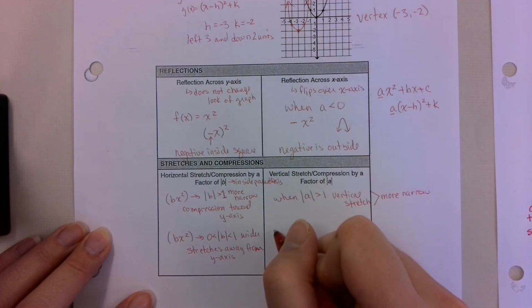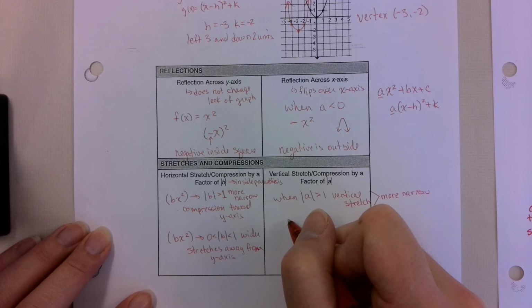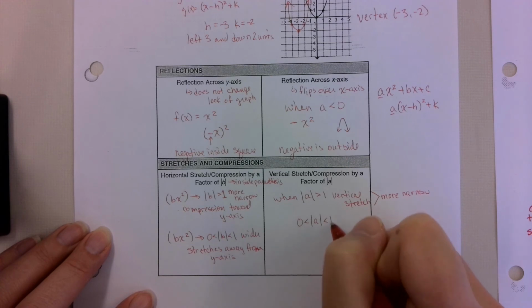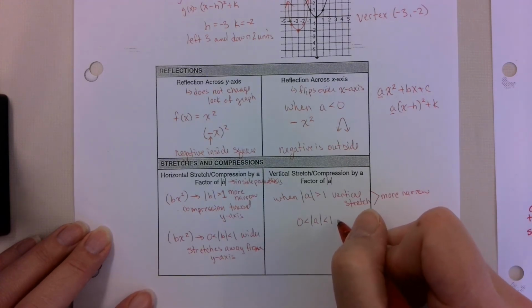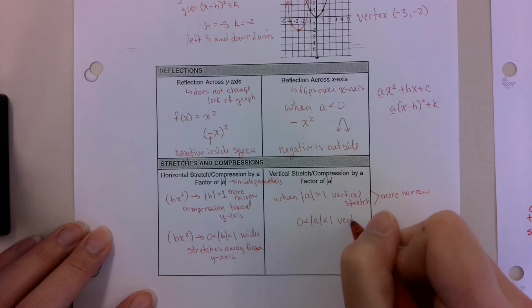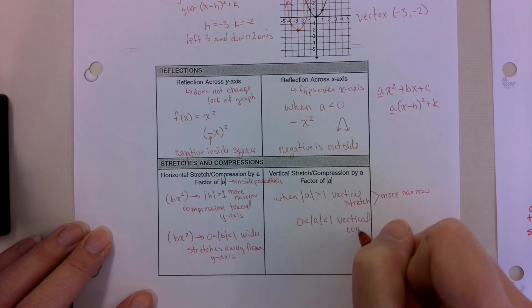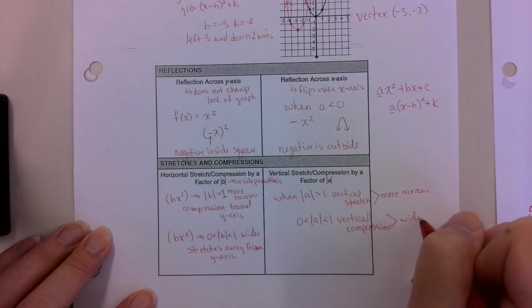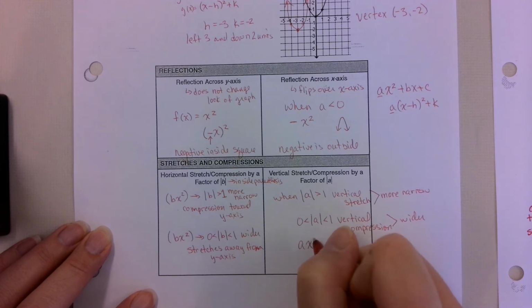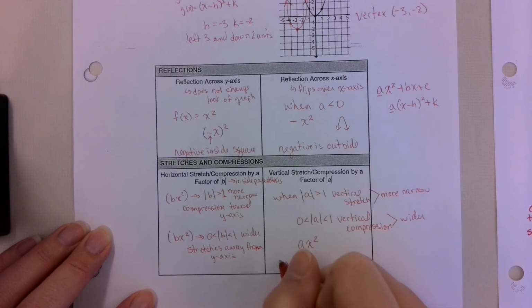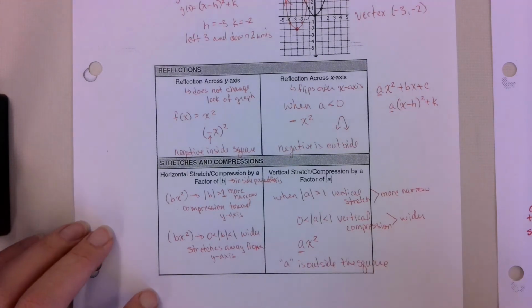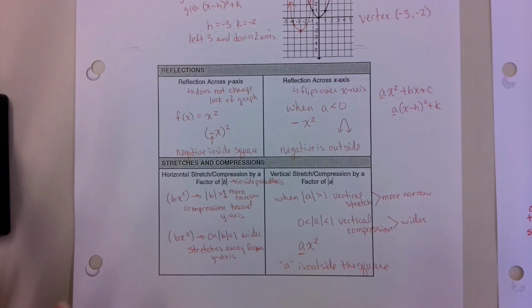Okay, when 0 is less than the absolute value of a, which is less than 1, this is going to be a vertical compression. We're just going to make the graph wider. Vertical compression, or a wider graph. So we're talking ax squared, and the a is outside the square. All right, so let's take a minute and look at these. And again, we're just introducing, so we're going to do more work with these.